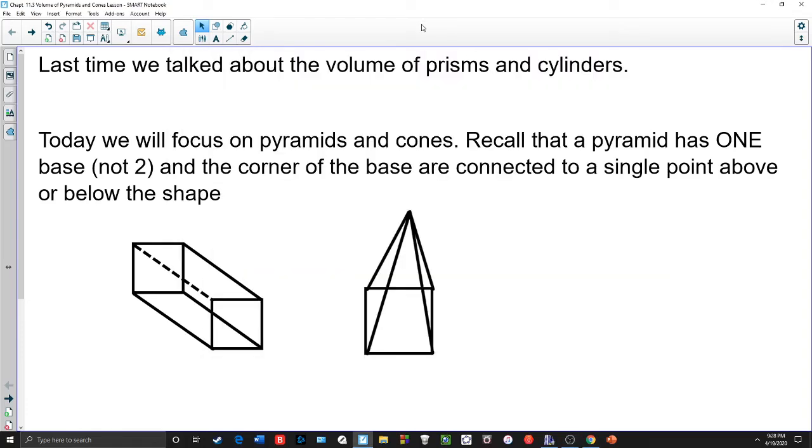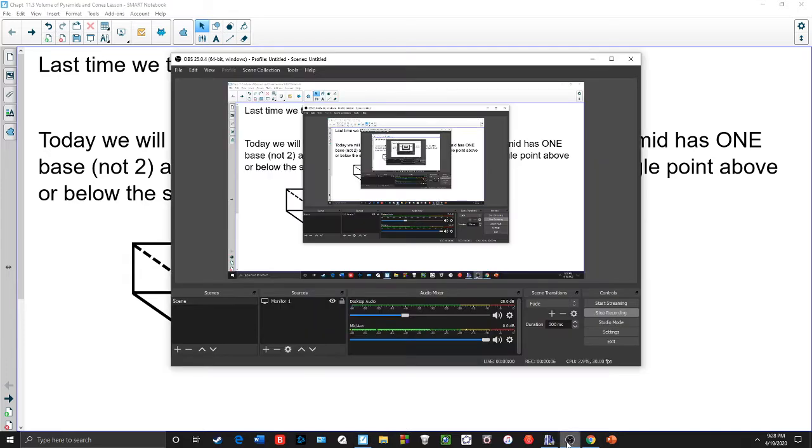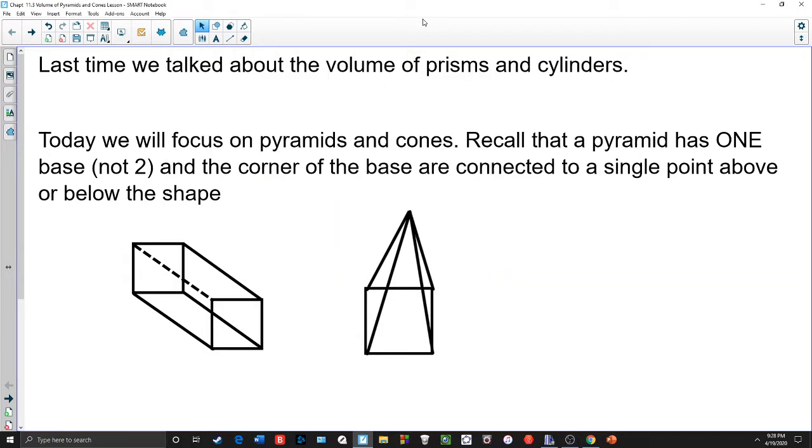So this video is going to be focusing on the volume. Let me make sure I'm recording here. Okay, good. This video is going to be focusing on the volume of pyramids and cones. So last video we talked about prisms and cylinders. This one's going to focus on pyramids and cones.